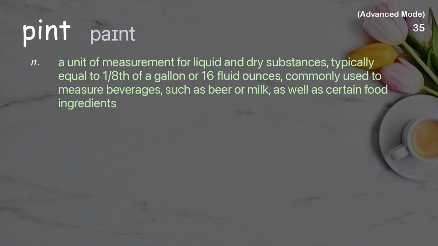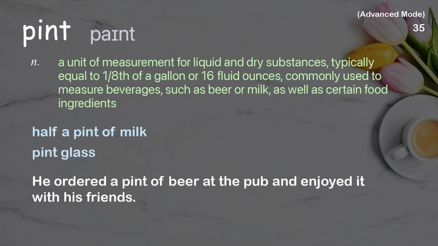Pint. A unit of measurement for liquid and dry substances, typically equal to 1/8 of a gallon or 16 fluid ounces, commonly used to measure beverages, such as beer or milk, as well as certain food ingredients. Examples: half a pint of milk, pint glass. He ordered a pint of beer at the pub and enjoyed it with his friends.